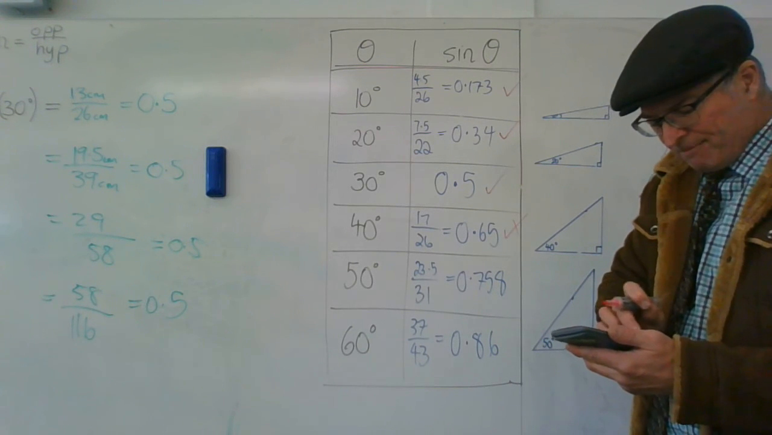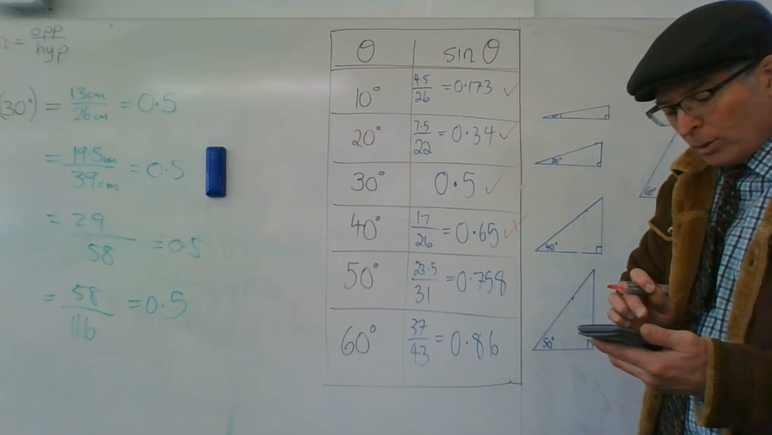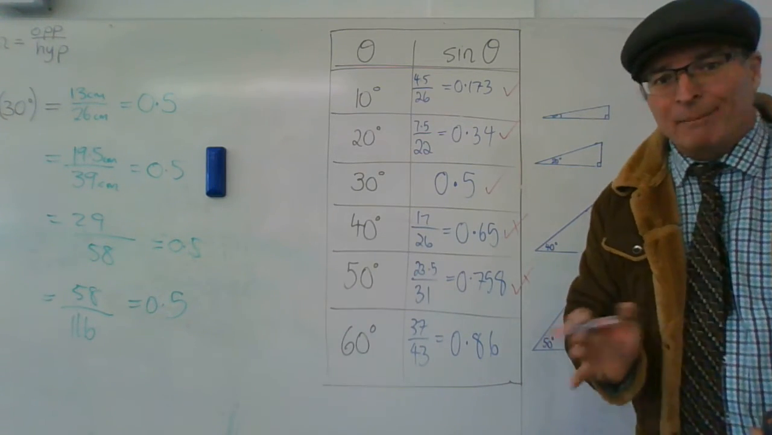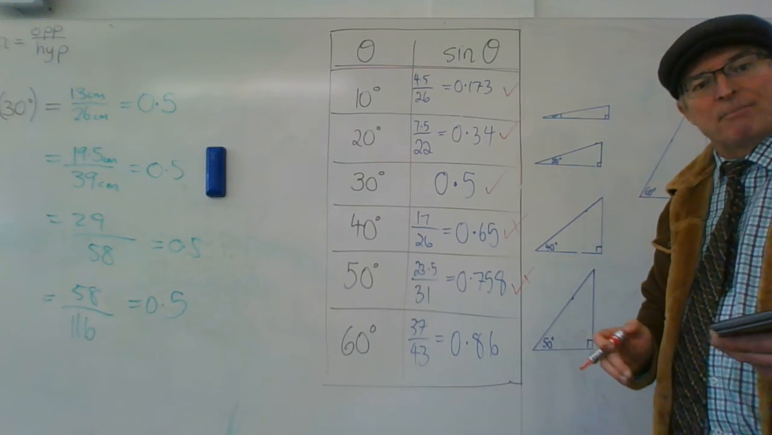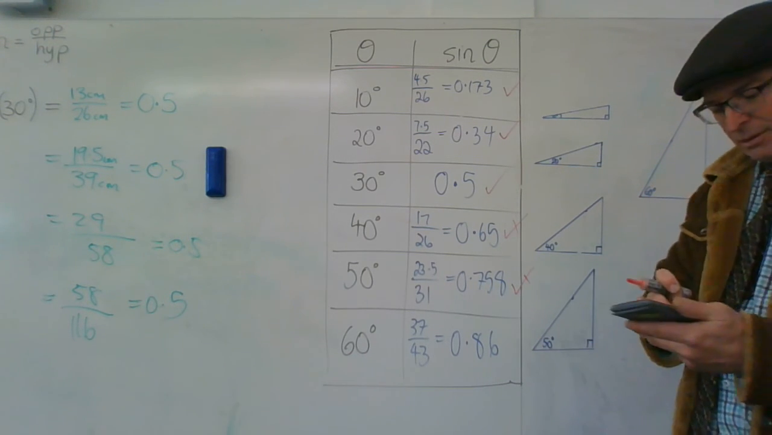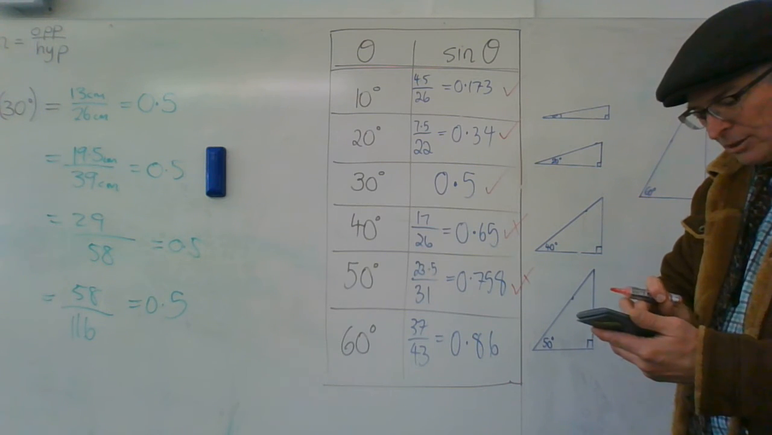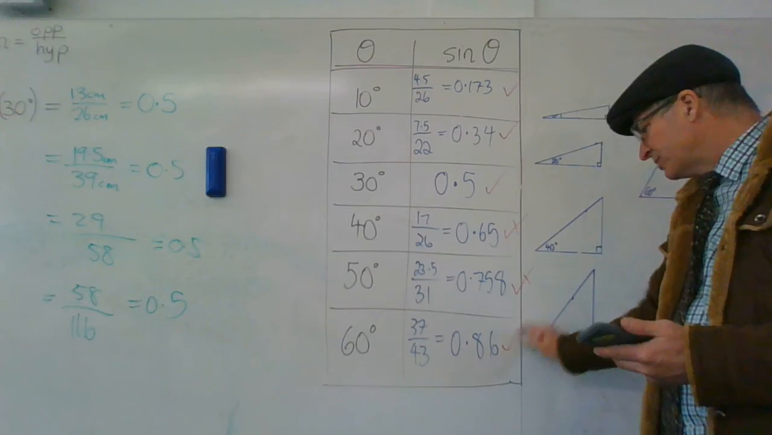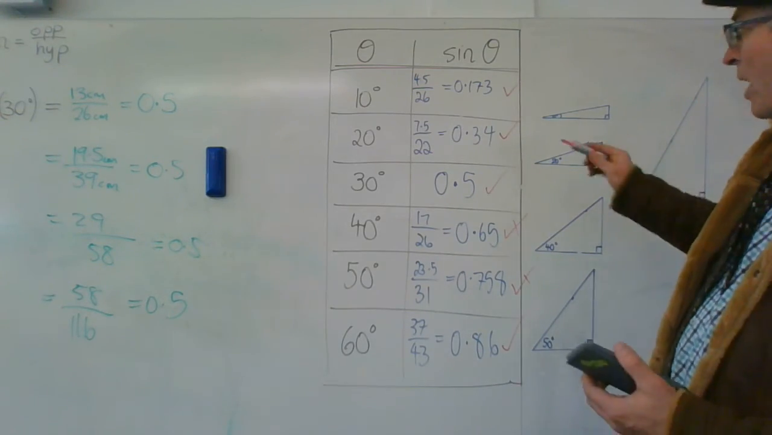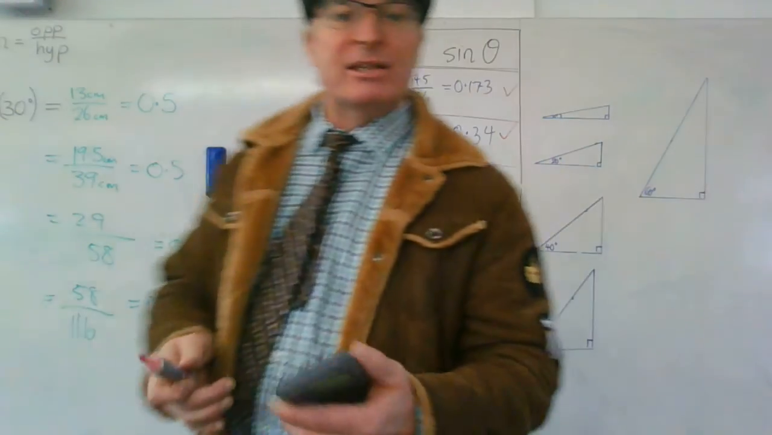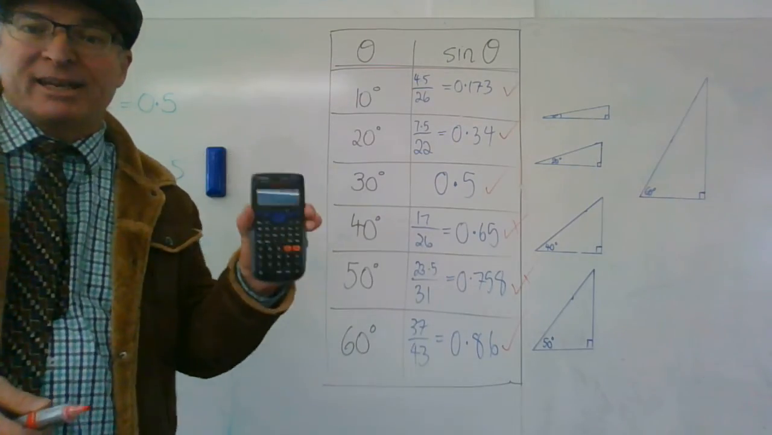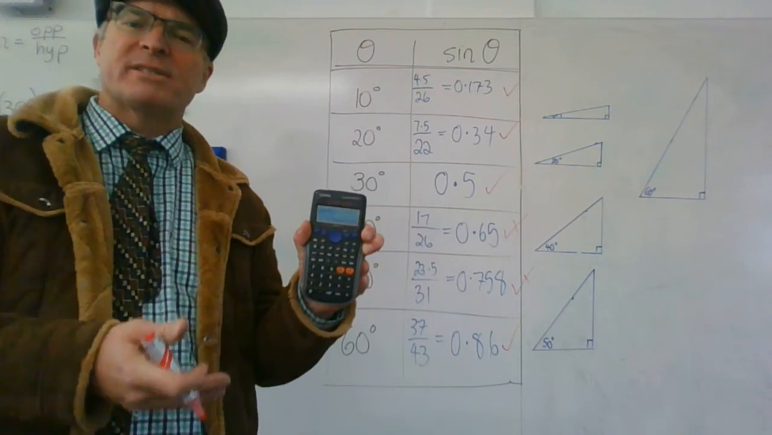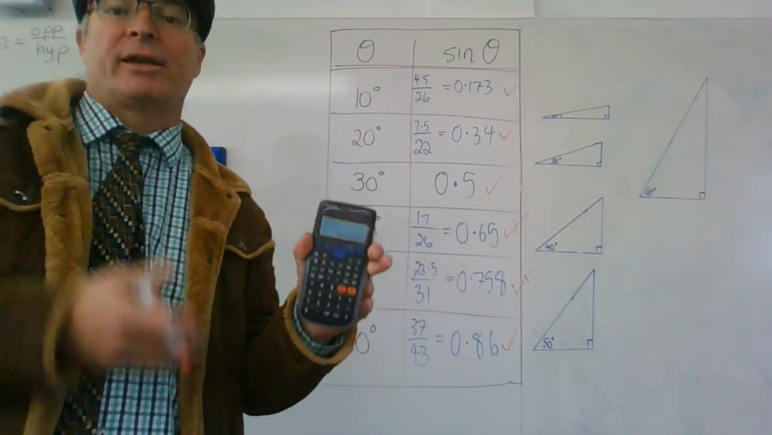Sine of 50, 0.766. That's close. Once again, I'm a little bit out, but you can see that's just the measurement techniques and instruments. And sine of 60 is 0.866. So I'll just say yes, that's good. So you can work out by measurement what they're always going to be, but it's much easier just to ask the calculator for a particular angle, what is the opposite side divided by the hypotenuse side going to be?